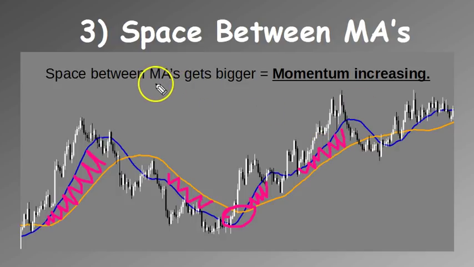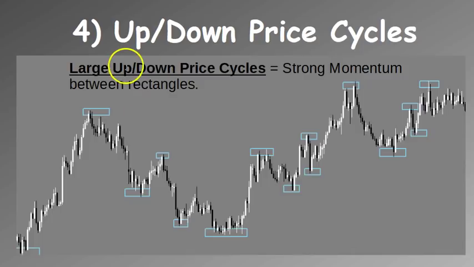Okay, just remember, when the space between the moving averages gets wider and wider and wider, momentum is increasing. Obviously, when the moving averages come together, okay, then something else happens. So, you just got to keep that in mind. So remember, momentum either increases or slows down before increasing again, whether to the upside or to the downside. Okay, let's move on, and we've got number 4, guys.